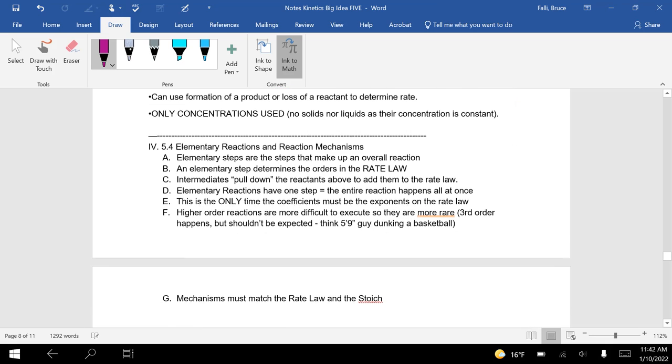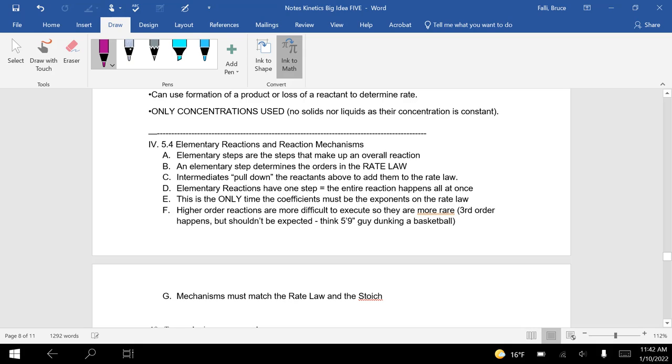Good, that's 5-3. Let's hop to 5-4. Elementary reactions and reaction mechanisms. Elementary reactions are the simplest reactions, right? So elementary steps are the simple steps that make up an overall reaction. An elementary step determines the orders in the rate law. That's very important. And it's going to be the slowest elementary step that determines the orders in the rate law. Intermediates pull down the reactants above to add them to the rate law.